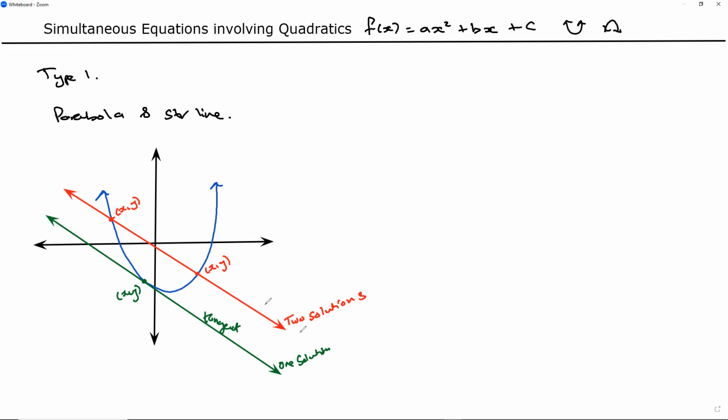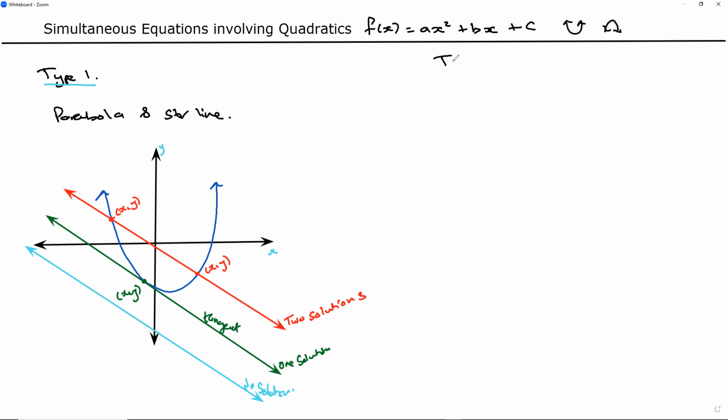And then the third option is you have a straight line which goes straight through the outside and doesn't intersect anywhere. In this case, you'll have no solution. This is your y-axis, that's your x-axis, and you can see this doesn't even reach the parabola. So this is type 1 where you have some kind of straight line, and you can have two solutions, one solution, or no solution.